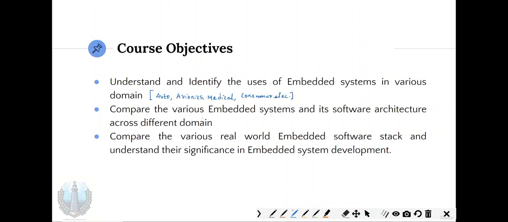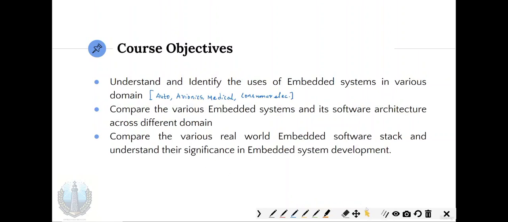And also we aim to compare the various embedded system and its software architecture across these domains. And we also want to compare some of the various real world embedded software stack that is used in the production grade development. And we also want to highlight what is the significance of going to such embedded software stack. So that's the course objective.